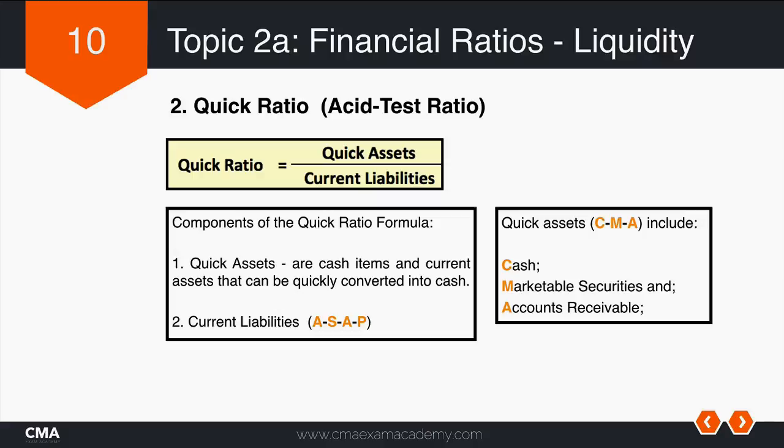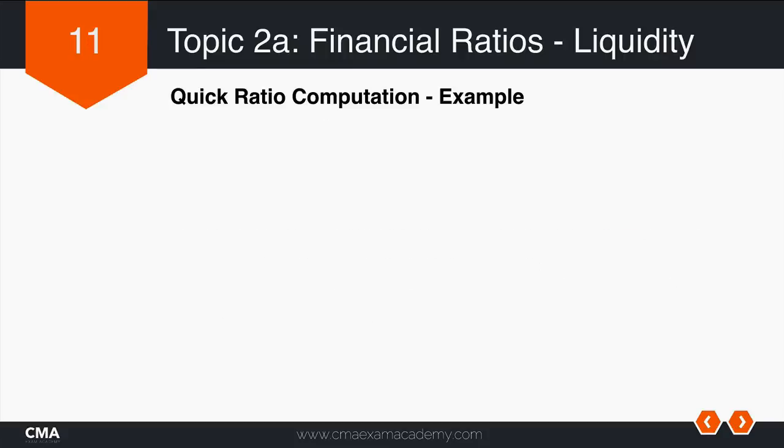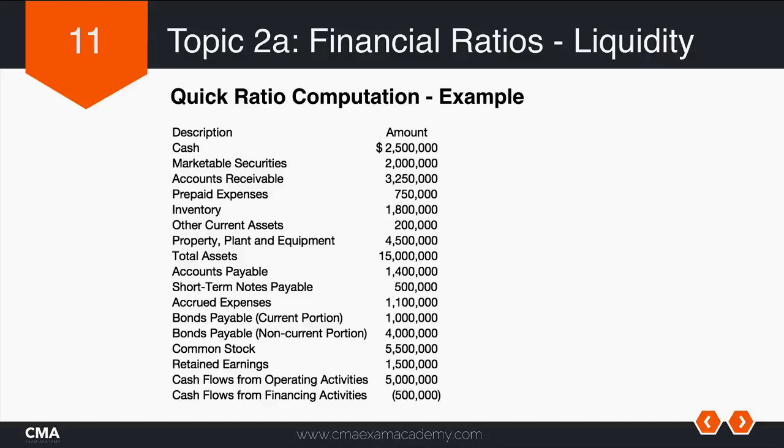Based on IMA ratio definitions, quick assets consist of cash, marketable securities, and accounts receivable. To easily memorize, you can use the acronym CMA. It is important to remember that prepaid expenses, inventory, and other assets that cannot be quickly converted into cash are not included in the quick asset classification. Using the same financial information, let us compute for the quick ratio of LiquidX company. The difference between the formula of current ratio and the quick ratio is the numerator. In quick ratio, we just need to choose quick assets or assets that can be readily converted into cash.